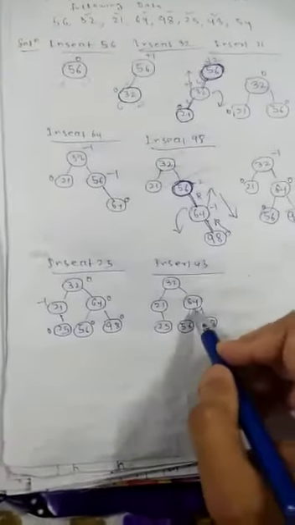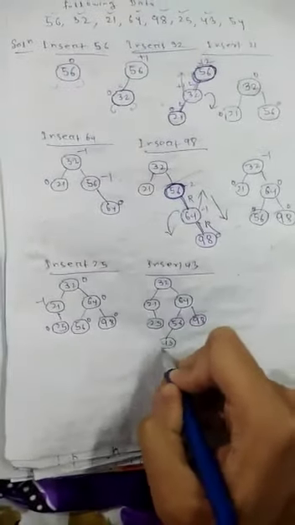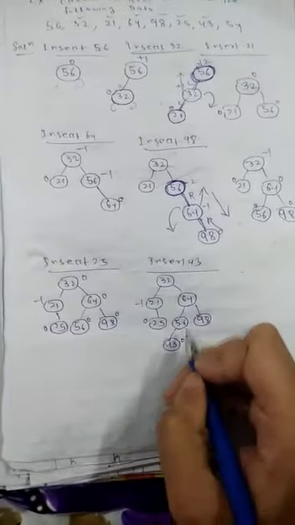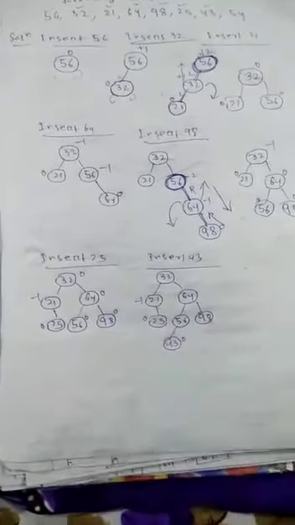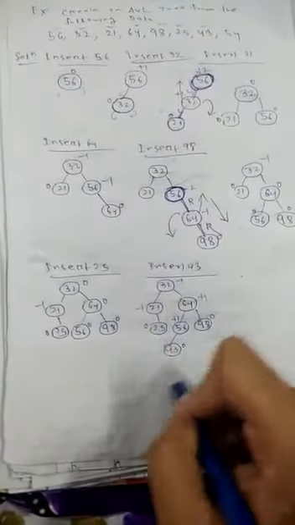Then go to the next, 43. Insert 43. 43 is greater than this, less than this, and less than this. So 43 is now here. After inserting 43, calculate the balance factor: here 0, minus 1, 0. Then this is plus 1, 0, plus 1 and minus 1, 2 minus 3. This tree already satisfies the property because all the nodes have balance factor either 0, plus 1 or minus 1, so no rotation is required. Then go to the next, 54.